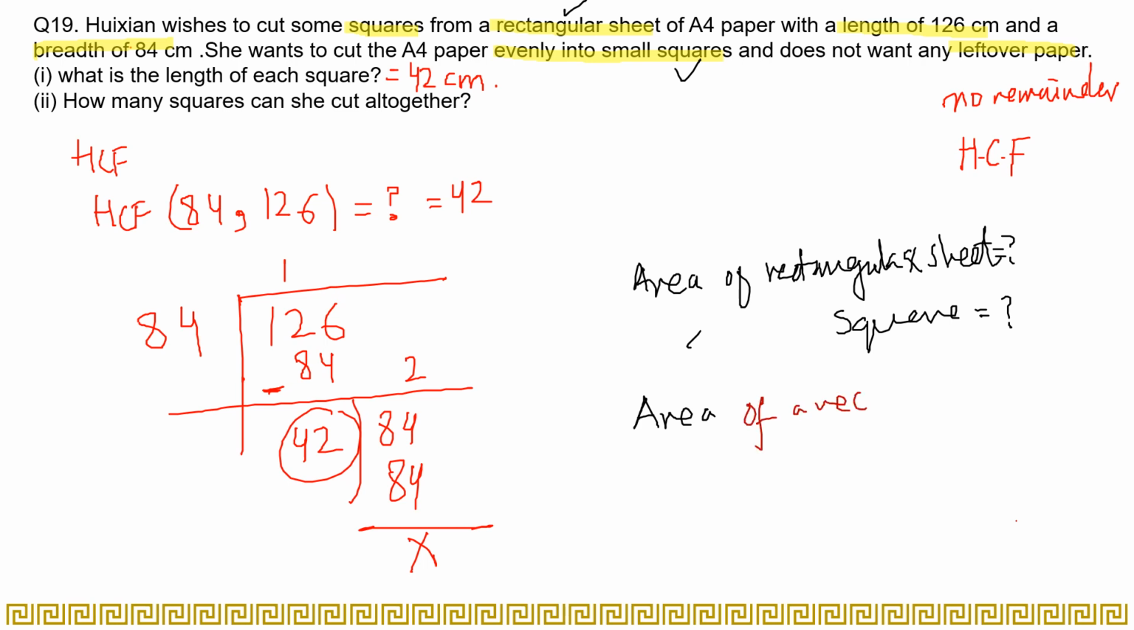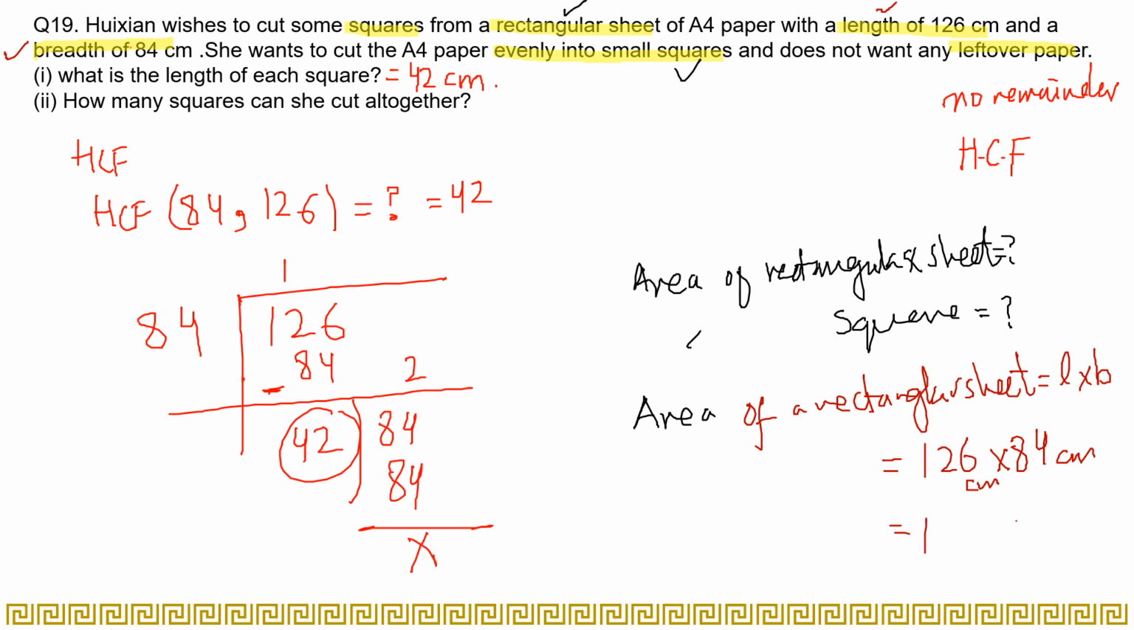And we know that the area of a rectangle or rectangular sheet is equal to, we can already see we have been given the length and the breadth, and the area for rectangular sheet is L multiplied by B. So that means we simply have to multiply 126 centimeter with 84 centimeter, and when you multiply them you will get 10584 centimeter square, right?